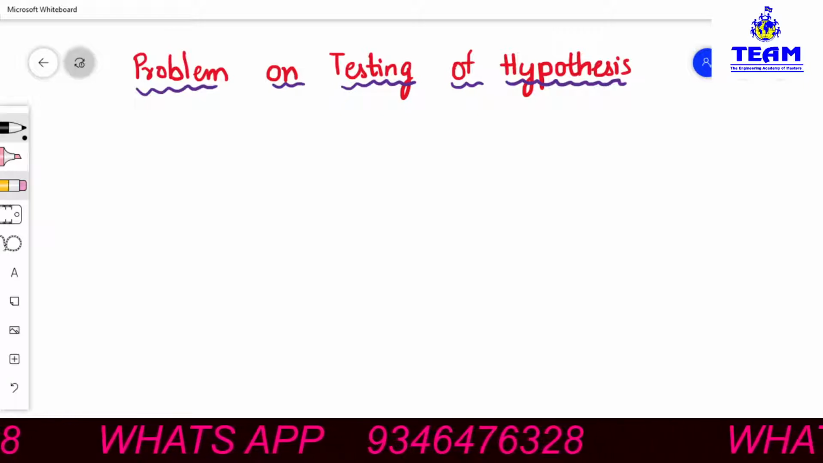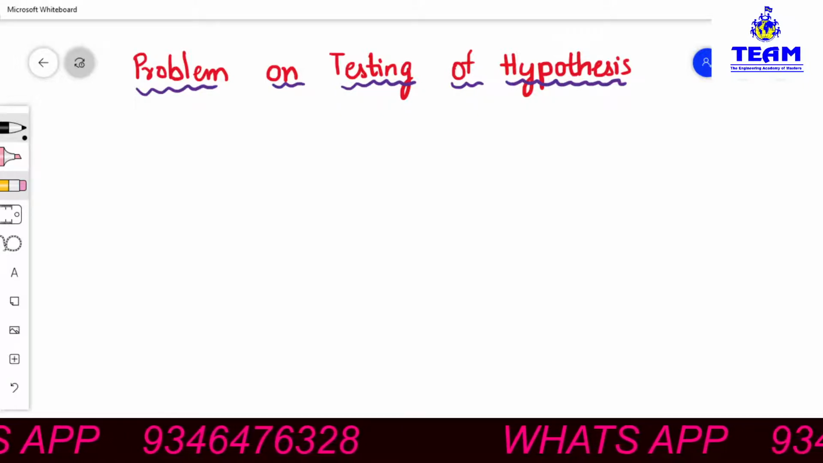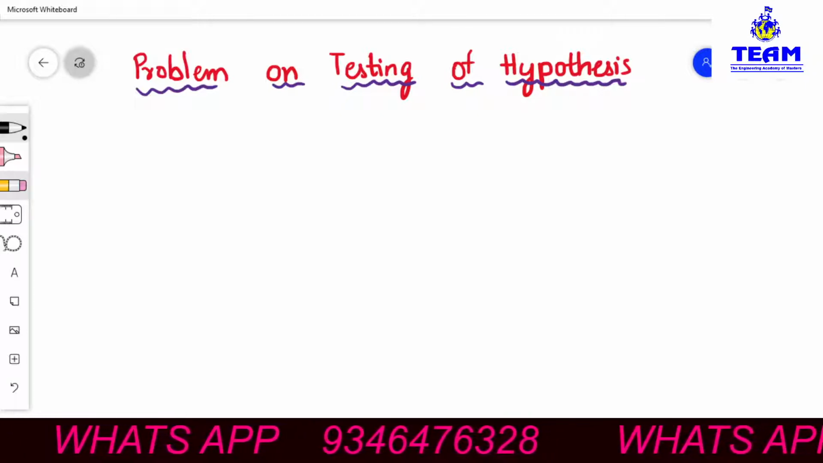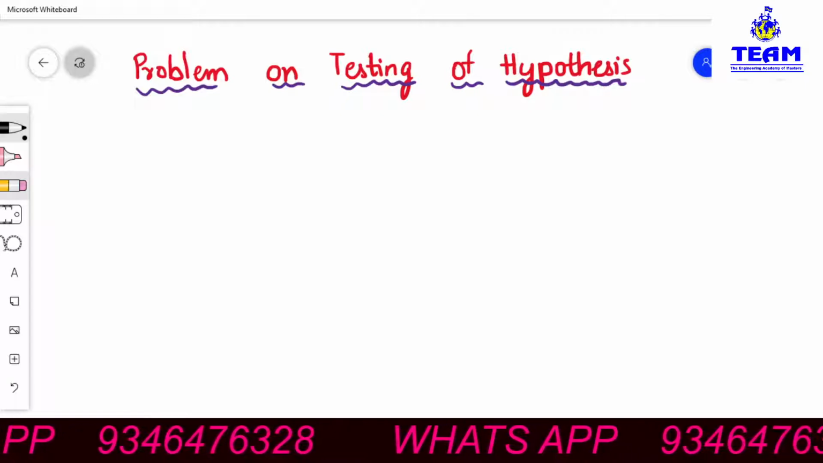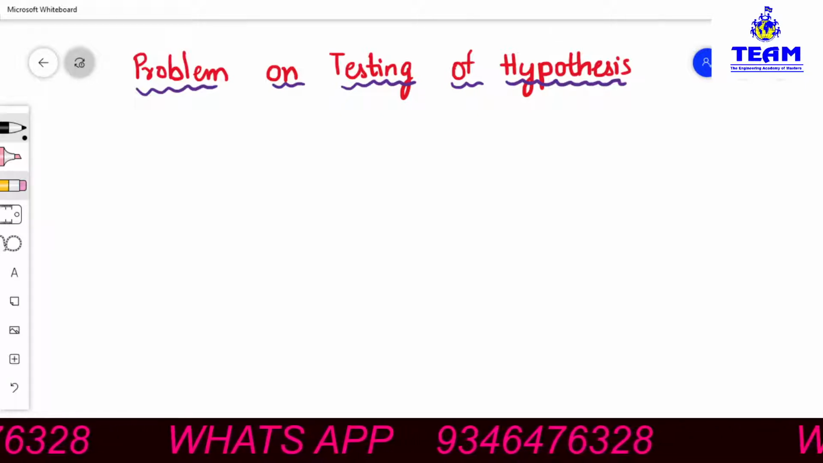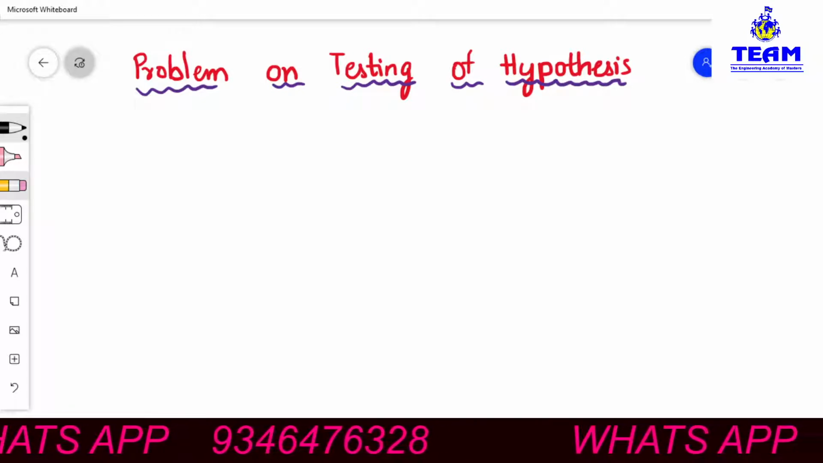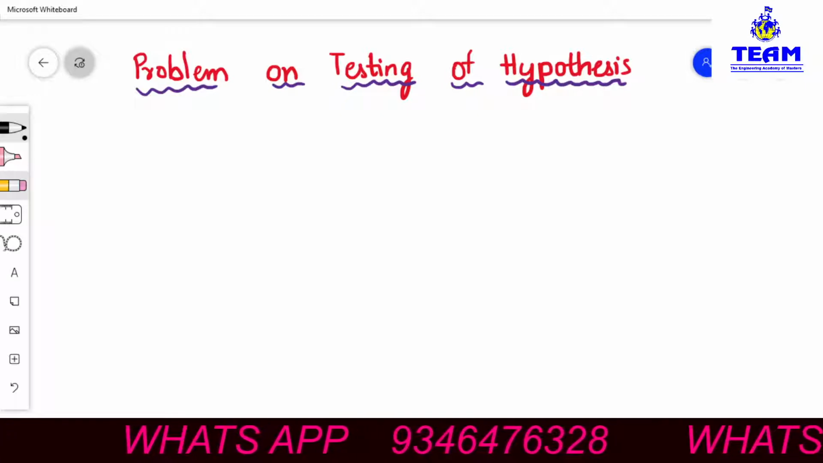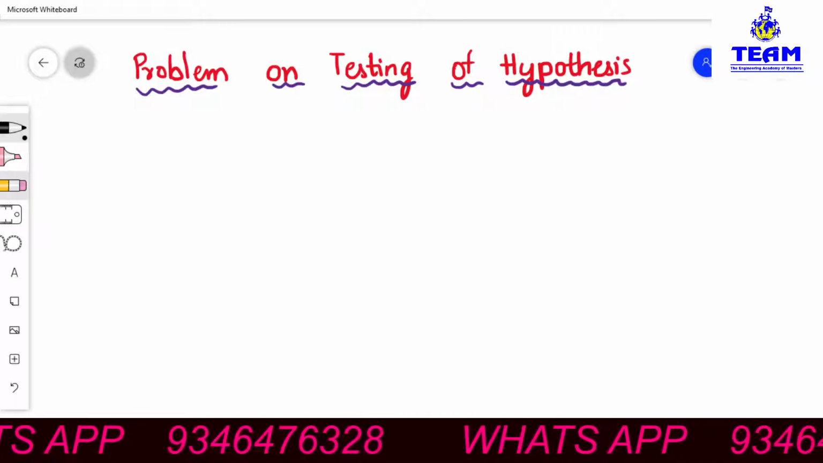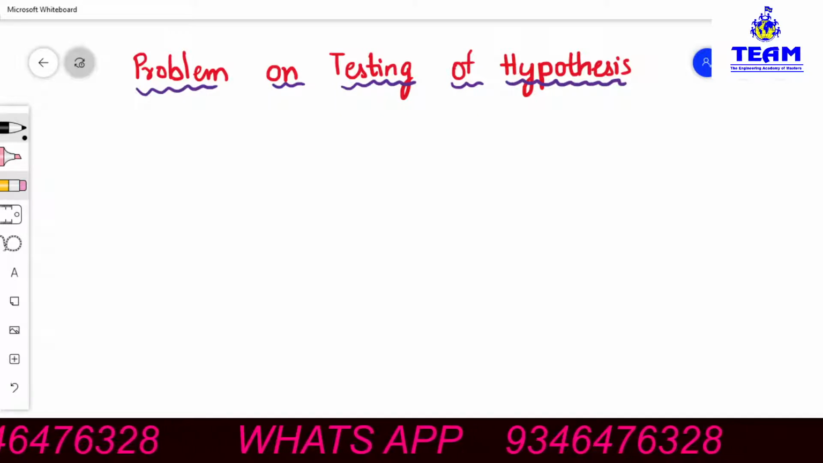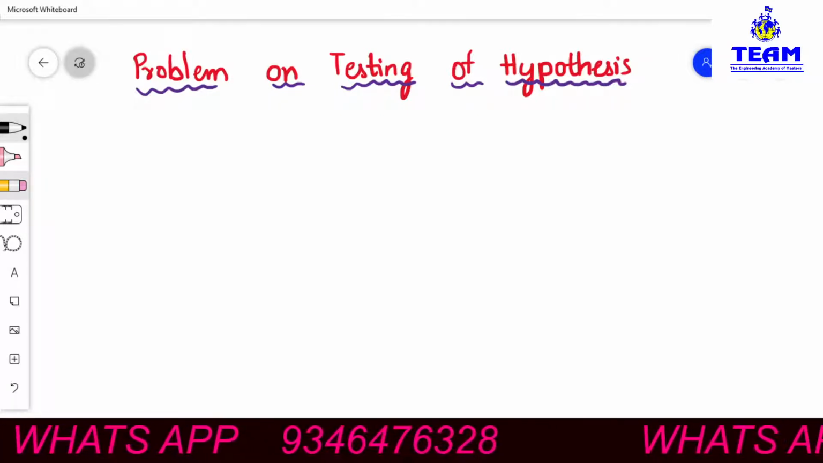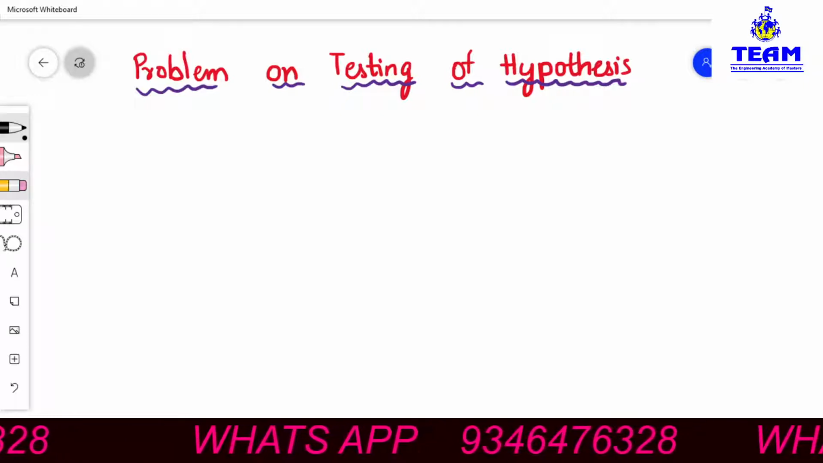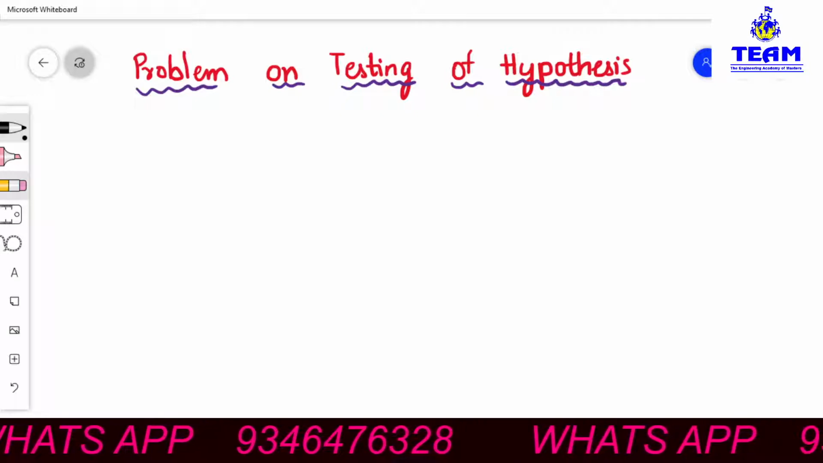Actually there are so many methods depending on testing of hypothesis, like single mean, difference of means, single proportion, difference of proportions for large samples. Whereas particularly for small samples, that is the t-test, F-test and chi-square test, are also used in this testing of hypothesis. First we discuss a problem which contains a mean.